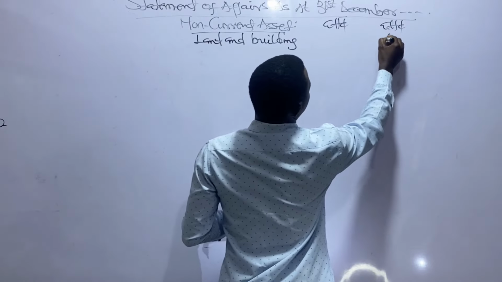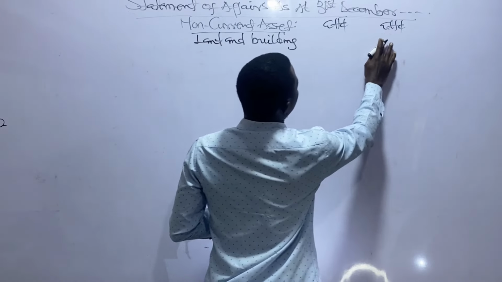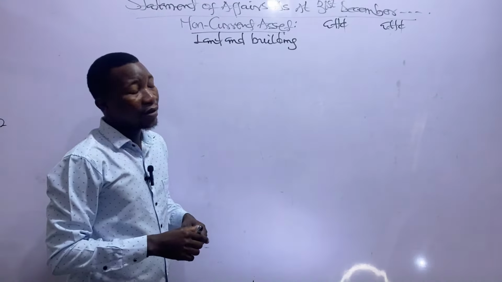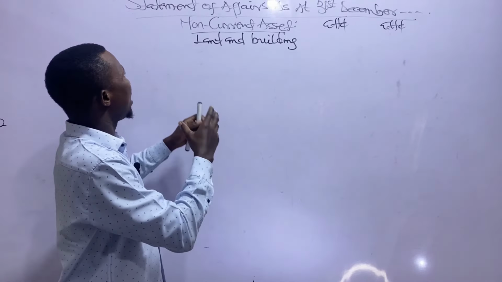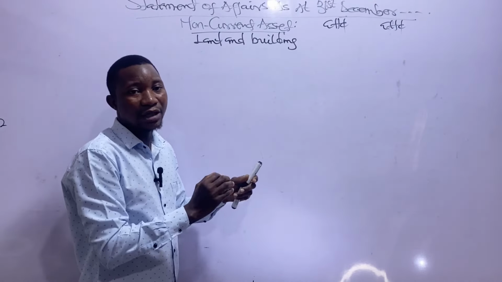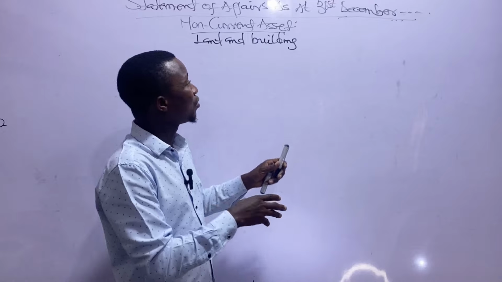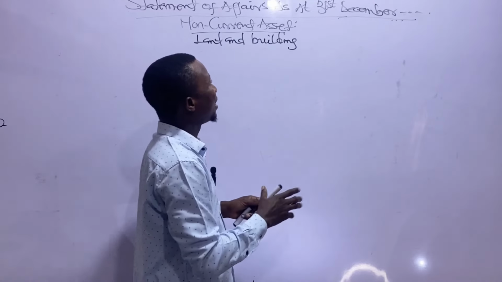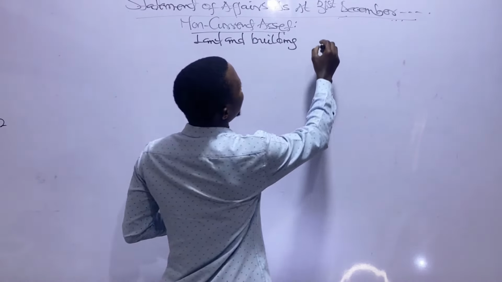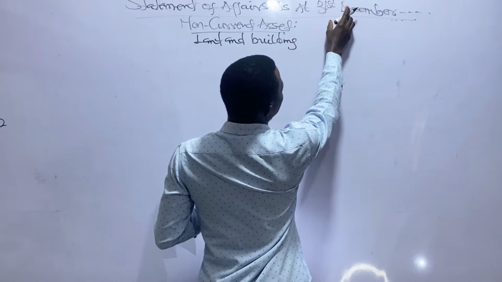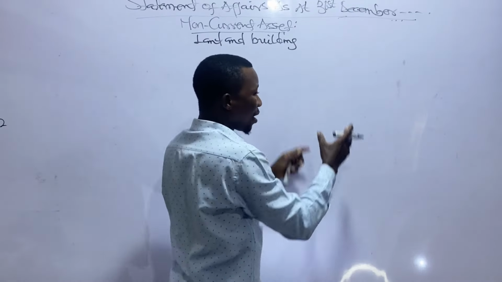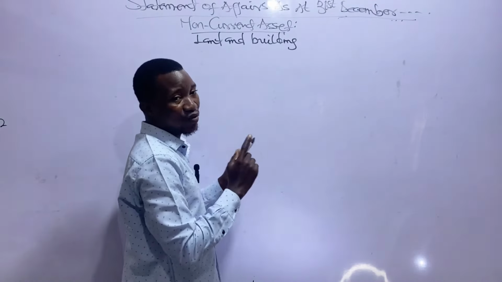You record that. Okay, now what I want you to do is that we don't need to prepare the statement of affairs twice. That will be a waste of time. So when you have to calculate both opening and closing capital, it will be prudent for you to bring the opening capital here, then the closing capital here. Then you prepare the statement of affairs at once.